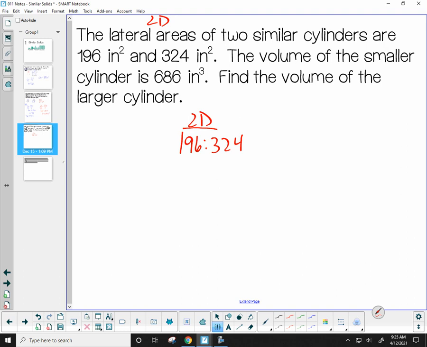Is that okay? All right, I want to get to where? Volume is three-dimensional. I want to get here, but first I need to go back to my 1D measurement. So I need to take the square root of both of these. What's it going to be? 14 to 18.